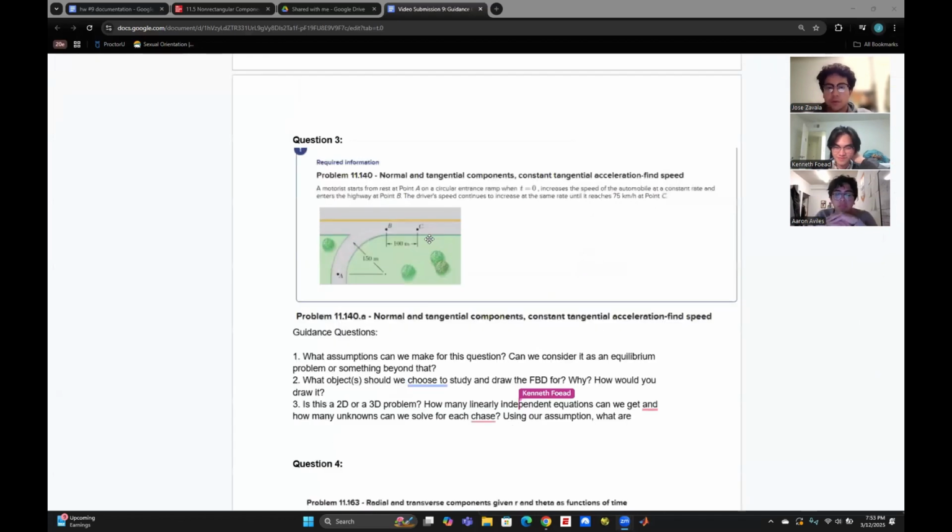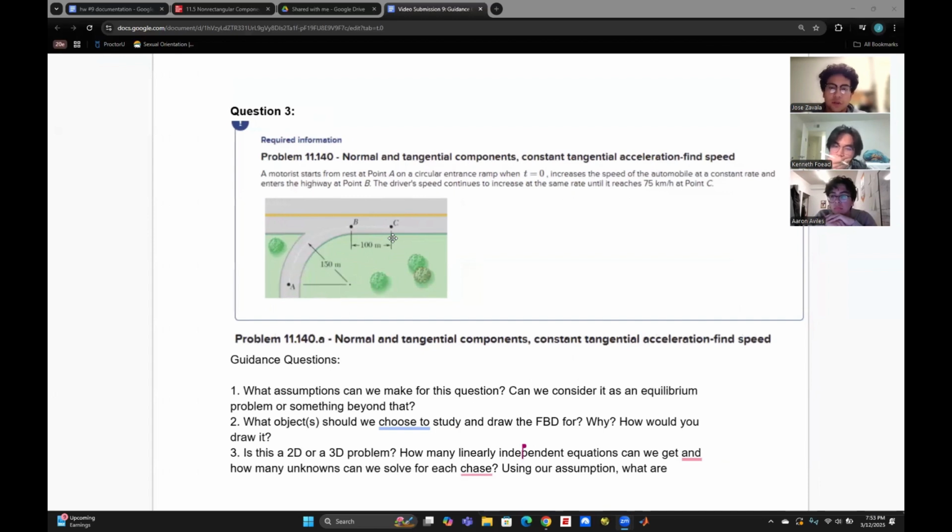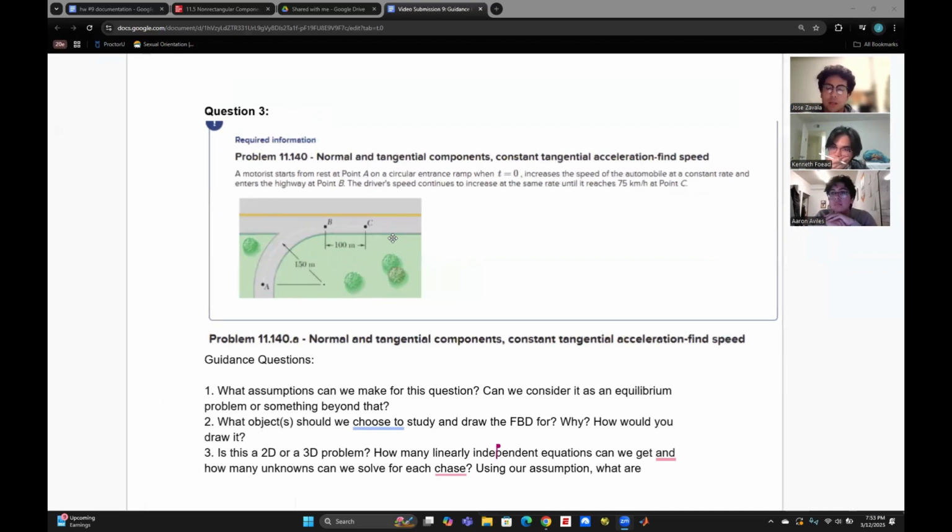All right, so we're given this picture. We're told that a motorist starts from rest at point A in the picture shown, on a circular entrance ramp when t equals 0, and the motorist increases the speed of the car at a constant rate and enters the highway at point B, and the driver's speed continues to increase at the same rate until it reaches 75 kilometers per hour at point C. So for part A, we had to find the tangential acceleration between point A and B.